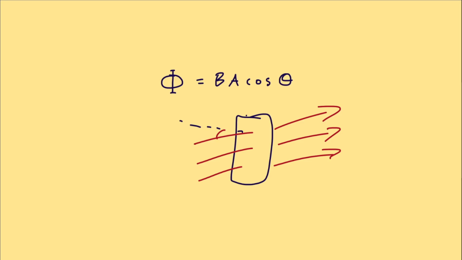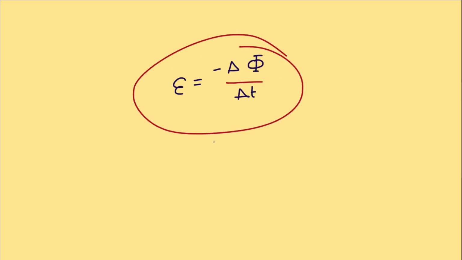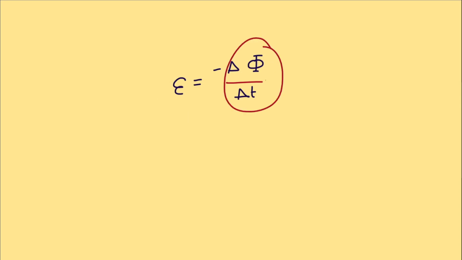When the field is going straight through the loop and cosine equals 1, that is maximum flux. If the field is parallel to the loop, flux is 0. Now that I've talked about flux a little bit, we can look at Faraday's law. Here is Faraday's law. It says that EMF is caused by changing flux.